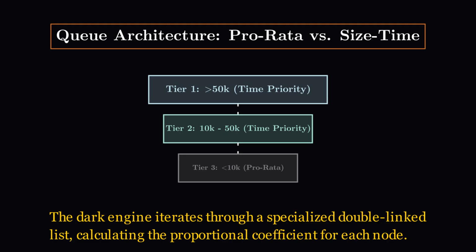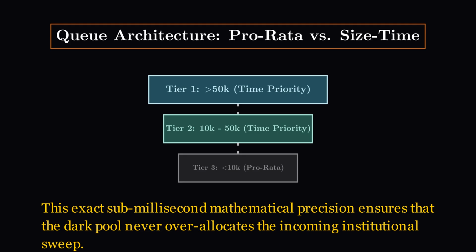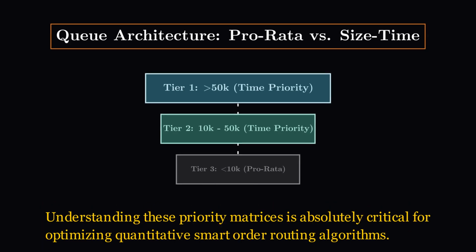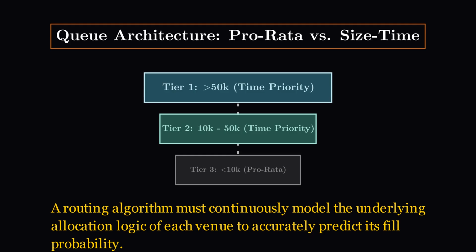The dark engine iterates through a specialized double-linked list, calculating the proportional coefficient for each node. Any fractional shares generated by the continuous pro-rata math are systematically rounded down and redistributed using a remainder cascade function. This exact sub-millisecond mathematical precision ensures that the dark pool never overallocates the incoming institutional sweep. Understanding these priority matrices is absolutely critical for optimizing quantitative smart order routing algorithms. A routing algorithm must continuously model the underlying allocation logic of each venue to accurately predict its fill probability.